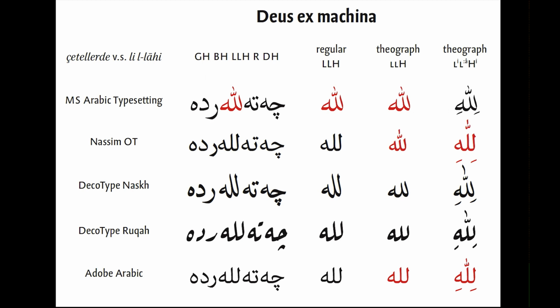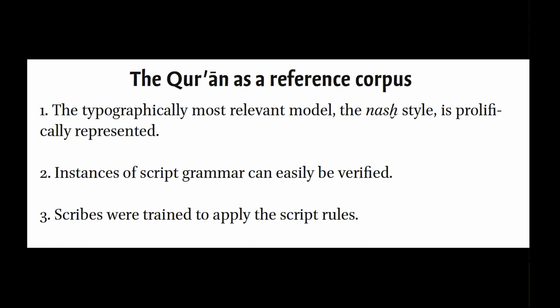Like the Turkish word çetelerde, which has nothing to do with God, but the way the fonts are programmed, it pops up, plus a series of other complications. So finally we have a good instance that you can match with the term Deus ex machina. Then in order to build knowledge of the behavior of these scripts, I came to the conclusion that it's very efficient to use the Quran. Particularly the naskh style, it's prolific in the Ottoman world.